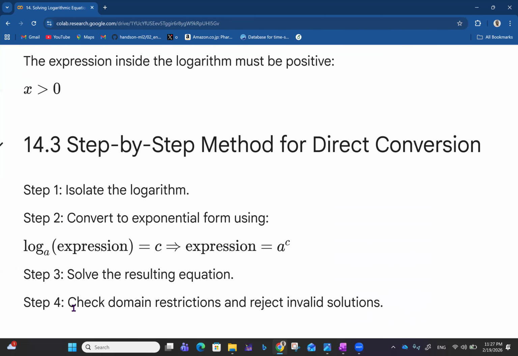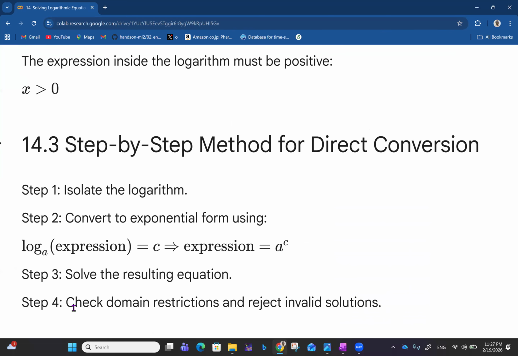So talking about the step-by-step method for direct conversion, what do we do? First, you isolate the logarithm. If there's a number multiplying the logarithm or something else somewhere, you want to take that away so that you can have the logarithm alone. Once you isolate the logarithm, you then convert to exponential form using the fact that log of an expression to base a equals c implies that the expression is equal to the base raised to the power c.